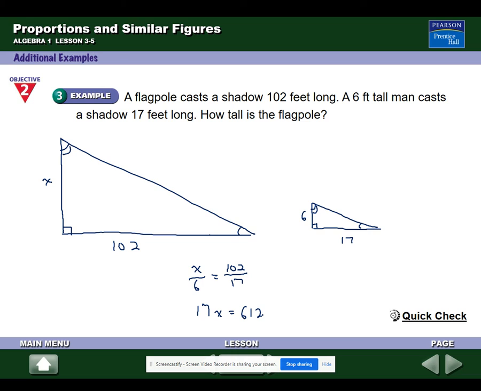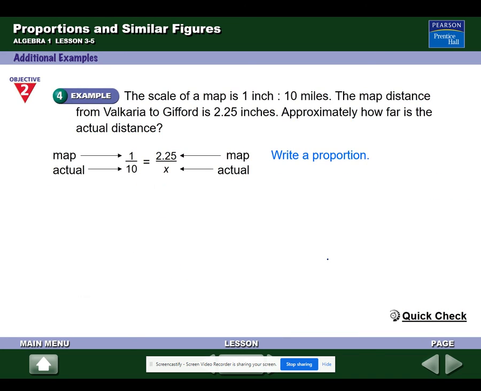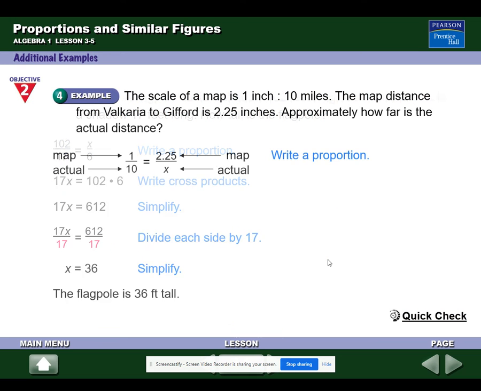And then dividing by 17, turns out the flagpole is 36 feet. There we go. One more.